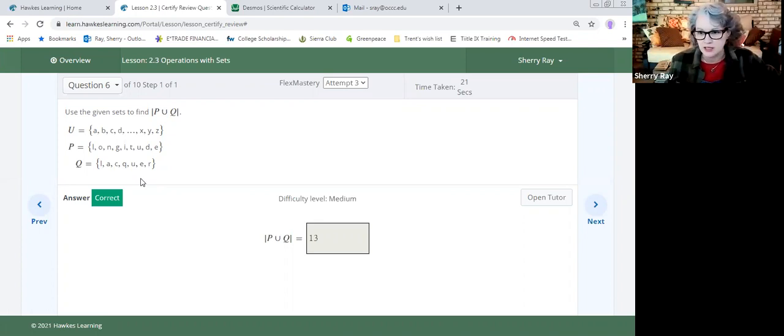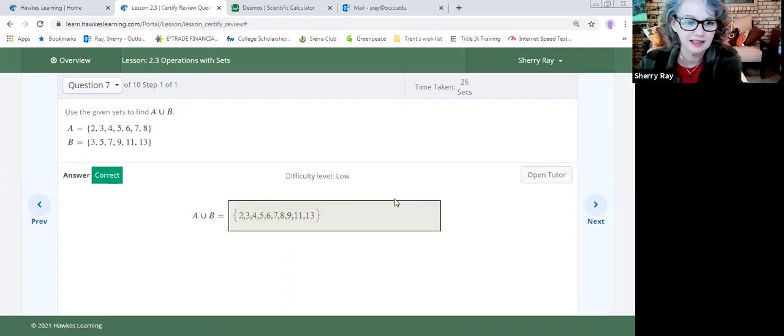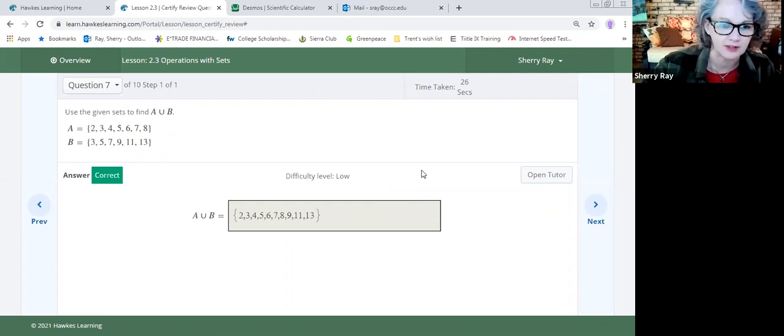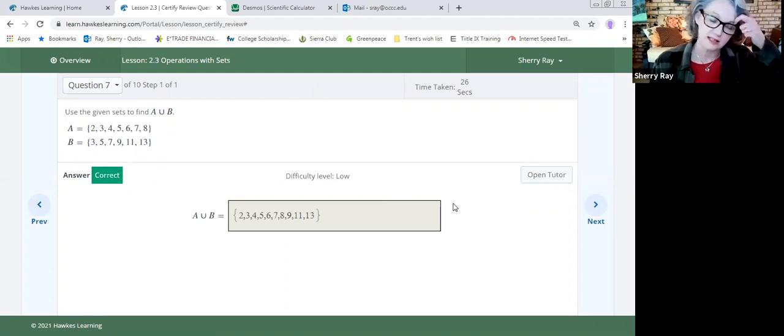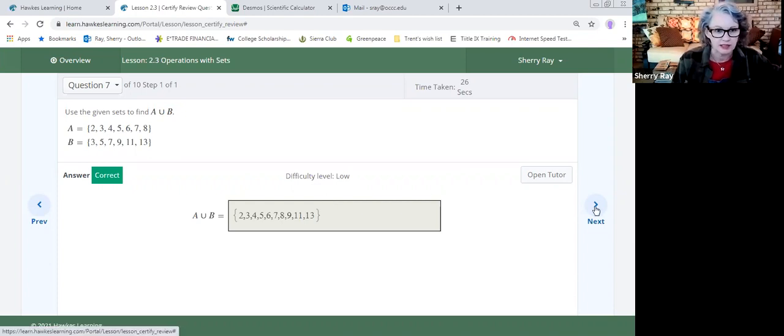And in the next one, this just wants you to list all the elements in A or B. So U is union. Think of that as U. We're going to also see and or in logic. Okay. So we think of union as or, what's in this set or this set. I listed everything that's in either set A or B.